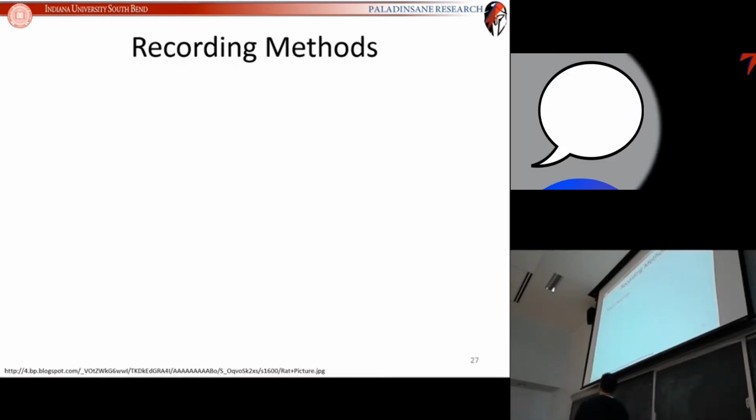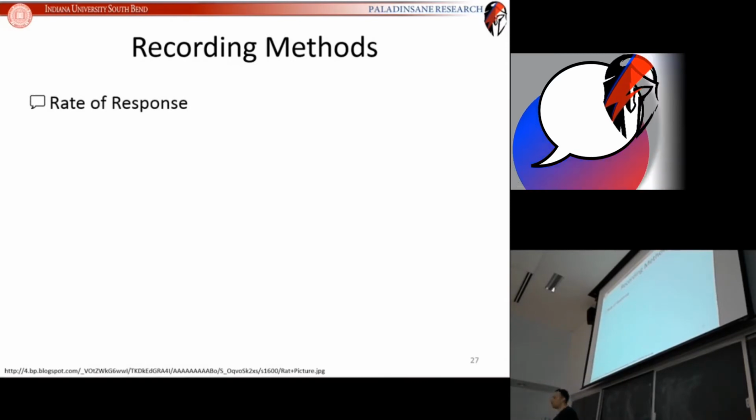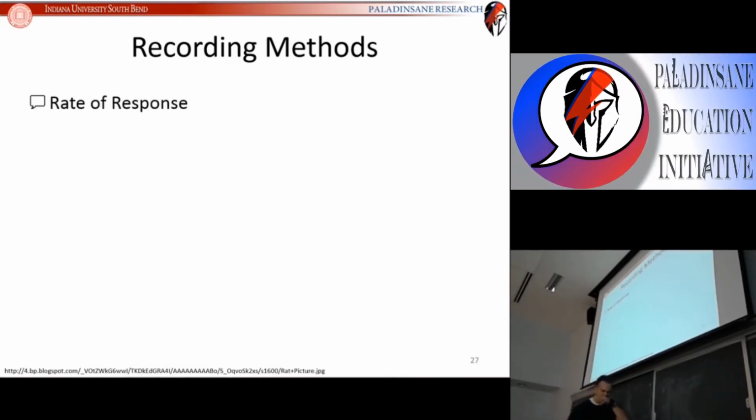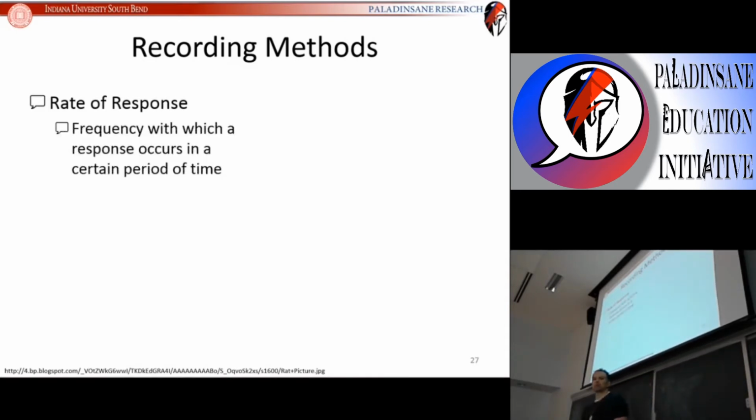All right, so research methods. One of the measures of behavior that is oftentimes used is the rate of response. So how many responses per unit time does a subject or an organism perform? So that rate of response, increases and decreases in the rate of response, is often taken as evidence of learning.